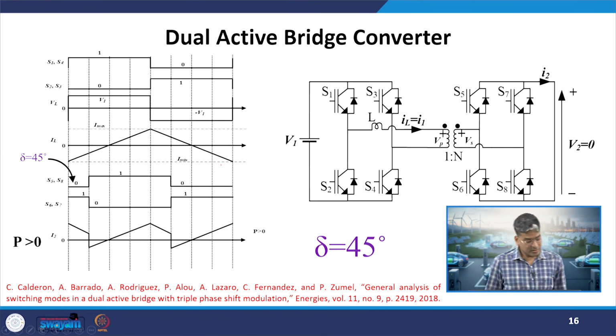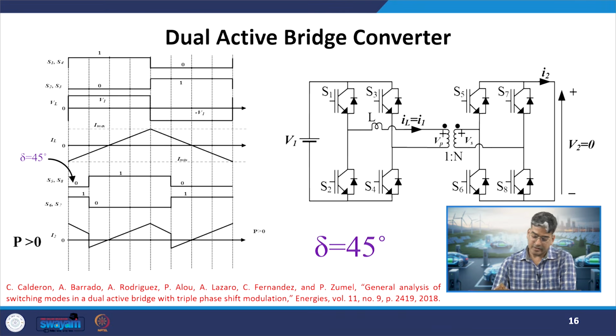Now, let us see if we have not remembered the conclusions. That is, when S5 and S8 are on, I2 had the same shape or the same polarity as IL, and when S6 and S7 were on, it had the opposite polarity. Suppose I do not remember that. So, how to find the value of I2?